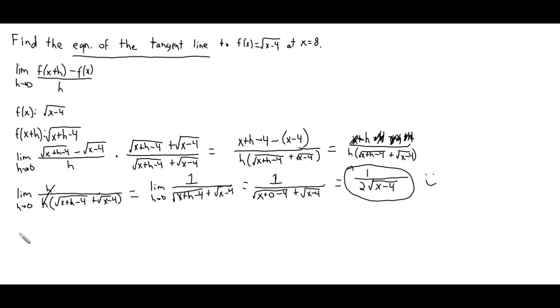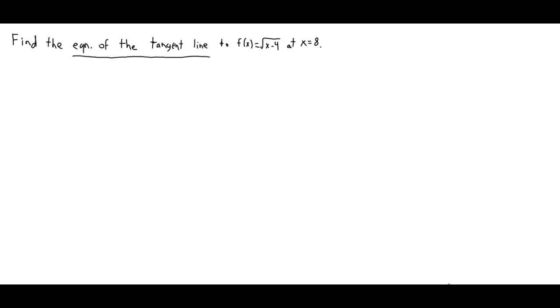So now we have f prime of x. Now we plug in 8 to get the slope of the tangent line at x equals 8. So f prime of 8 equals 1 divided by 2 times the square root of 8 minus 4, which equals 1/4. So m is 1/4. And look at that, it turns out to be such a nice answer. It's almost like I did it on purpose. But we're not done yet, because we're looking for the equation of the tangent line, not just the slope.